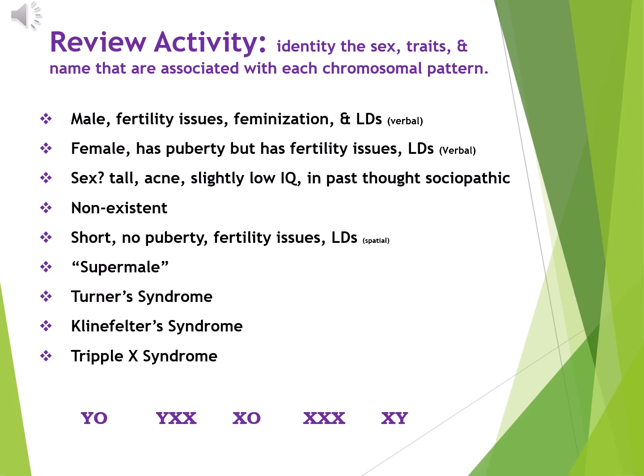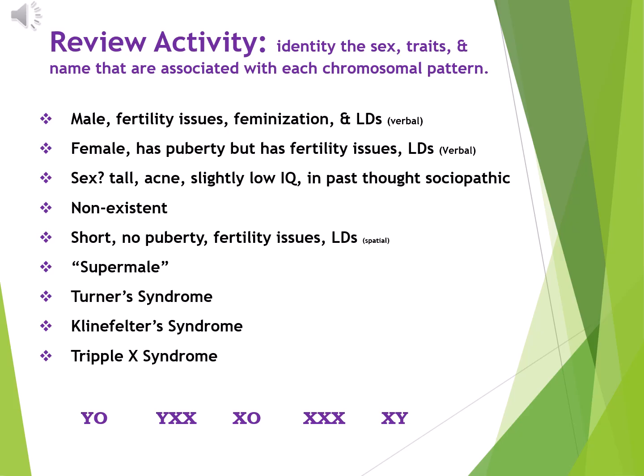For the female, so we know that she's got an X with no Y's. Puberty but fertility problems, she has an extra X, so XXX. Next one, this individual is tall, acne, slightly lower IQ. In the past, they were thought to be sociopathic incorrectly, so it would have to have an X and a Y, because this would be a male we're talking about, if you remember. And it'd be an extra Y, so XYY, or you could flip it the other way around if you wanted.